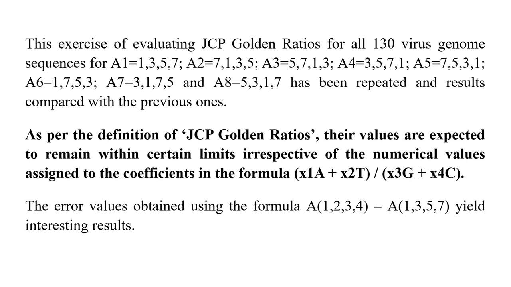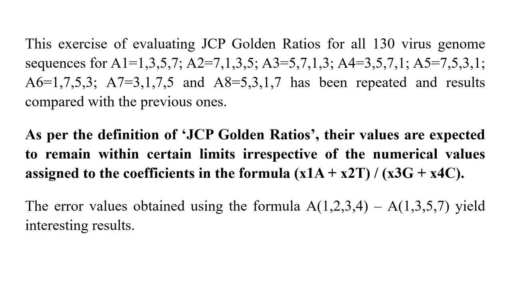This exercise of evaluating JCP golden ratios for all 130 virus genome sequences for A1 equal to 1357 and its cyclically permuted versions A2, A3, A4, the graphically inverted version A5 and its cyclically permuted versions A6, A7 and A8 has been repeated and the results compared with the previous ones. As per the definition of JCP golden ratios, their values are expected to remain within certain limits, irrespective of the numerical values assigned to the coefficients in the formula (x1a + x2t) divided by (x3g + x4c).